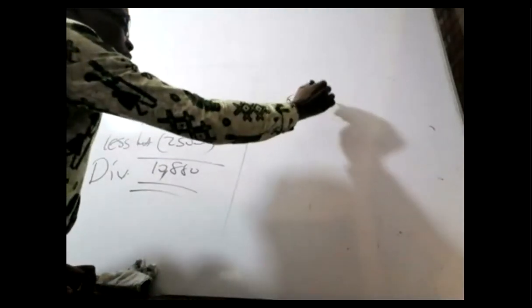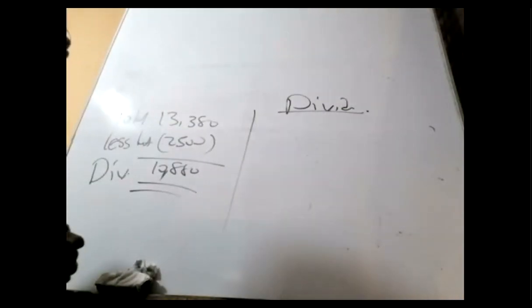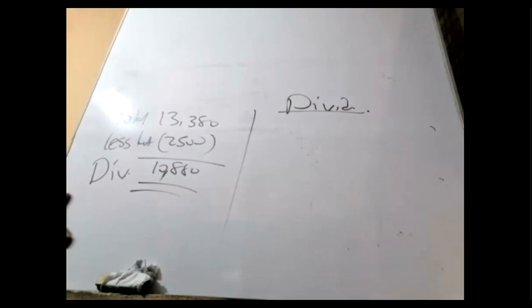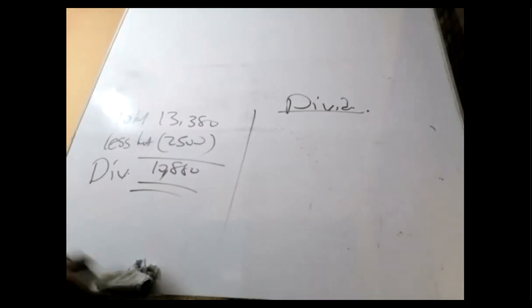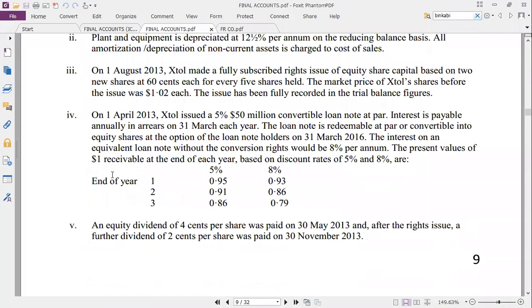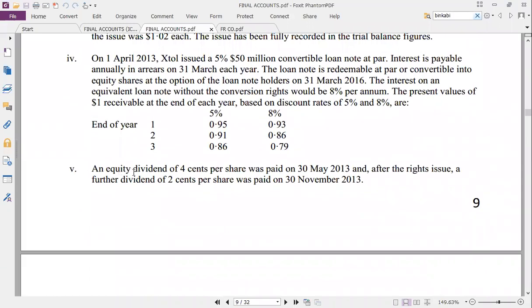Now to calculate the dividend, first of all, there's a dividend paid before and after the rights issue. So there are 2 dividends paid. Let's calculate them and sum them together. According to the footnote, an equity dividend of 4 cents per share was paid on 30th May 2013. Okay, so 4 cents. And then after the rights issue, they pay another 2 cents.